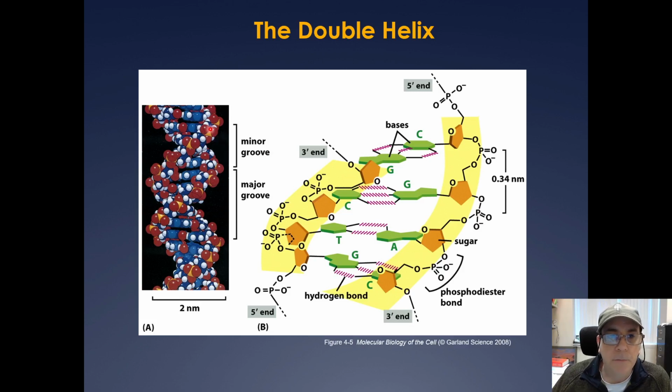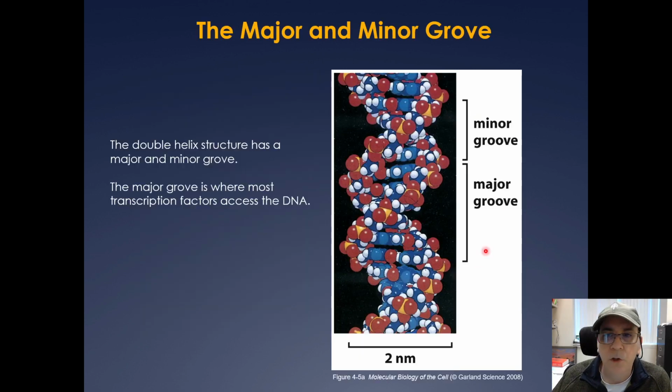Here's a nice space-filling model of DNA as it looks in the cell, and you can see the minor groove and the major groove. Here is the structure of it. We'll get into this in detail in a second, but it's running 5' to 3', 5' to 3', and you can see the bases pairing here. Here's a blow up of that model. You can see the double helix structure, and it has this minor groove and this major groove.